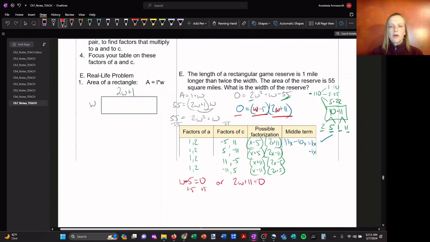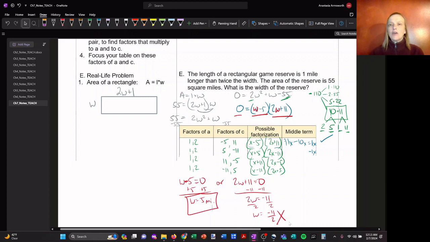In this case, if I add 5 to both sides of the equation, I get w equals 5. If I work on this version of the equation, I subtract 11 from both sides, and I get 2w equals negative 11. Divide both sides by 2, and I get w equals negative 11 halves. Of course, it doesn't make sense to have a negative width. Distance has to be measured with a positive number. So that value doesn't make sense, but the number 5 does make sense. And we've just discovered that the width of the reserve is, in fact, 5 miles long.